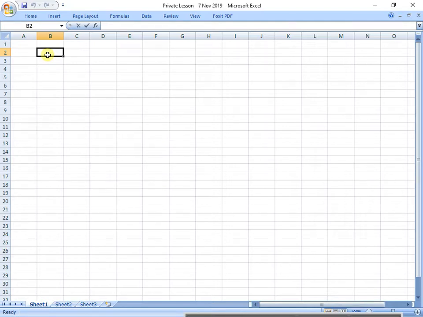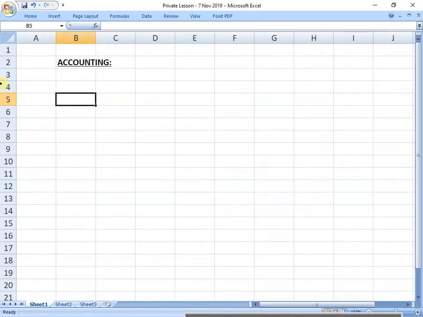First thing we need to look at with accounting, do you know your rules? Okay, you need rules when looking at accounting. So there's 6 rules that you need to remember, and then you need to apply them.